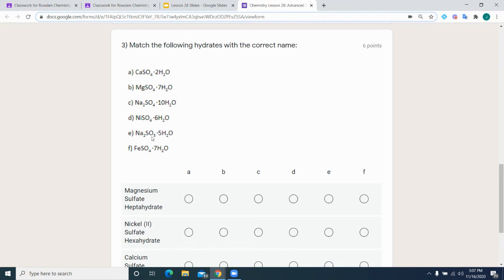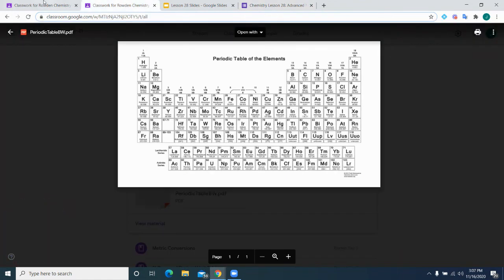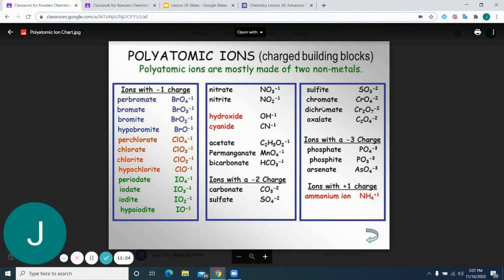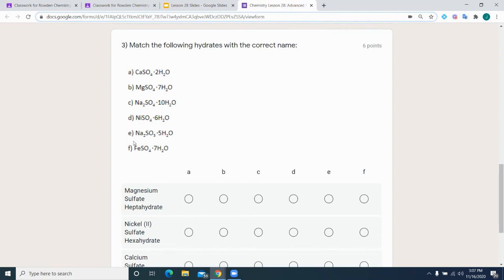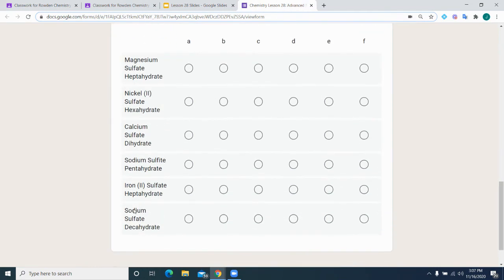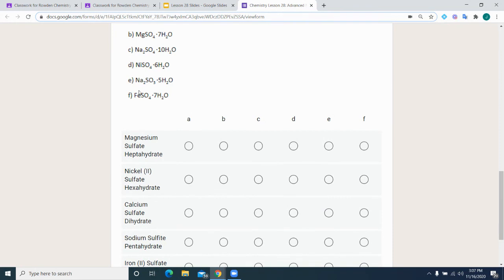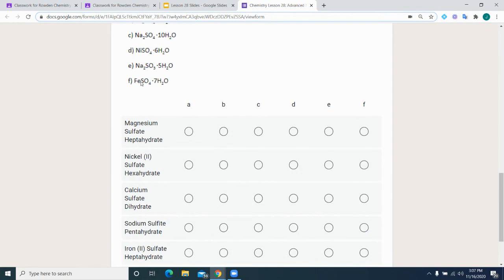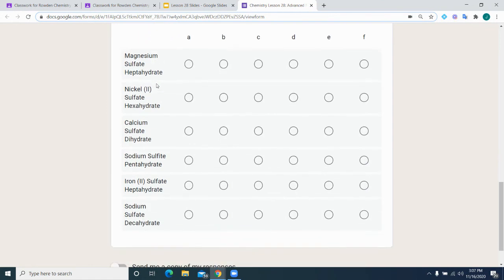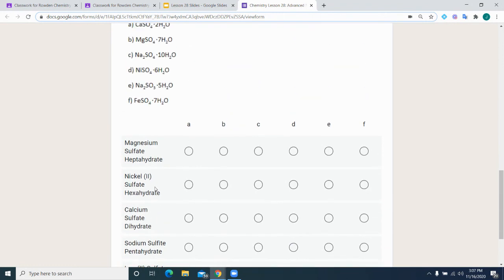Sodium, and then look right here, it's got a 3, not a 4. And if you go back and look at this, when it has 3 oxygens, it's called sulfite. So this will be sodium sulfite, 5 is penta. So sodium sulfite pentahydrate. And then last but not least, iron. What kind of iron? It must be iron(II), since it's bonded to a sulfate. So iron(II) sulfate heptahydrate.